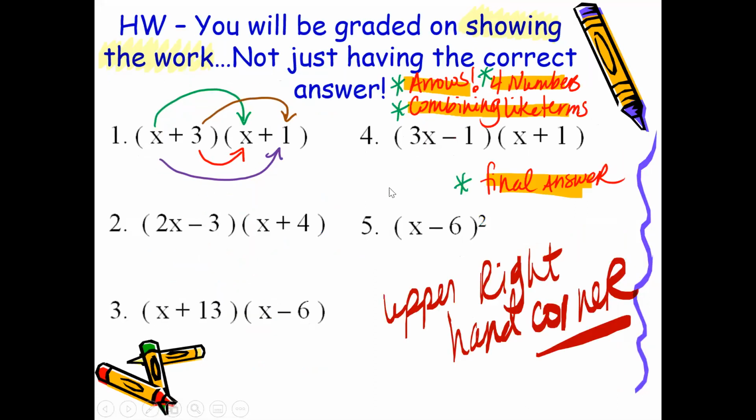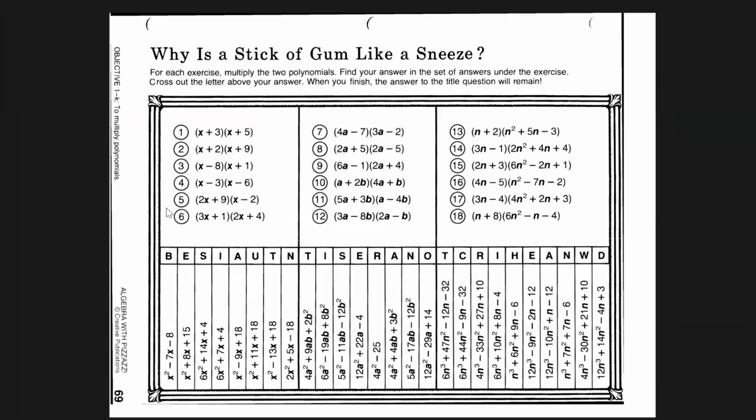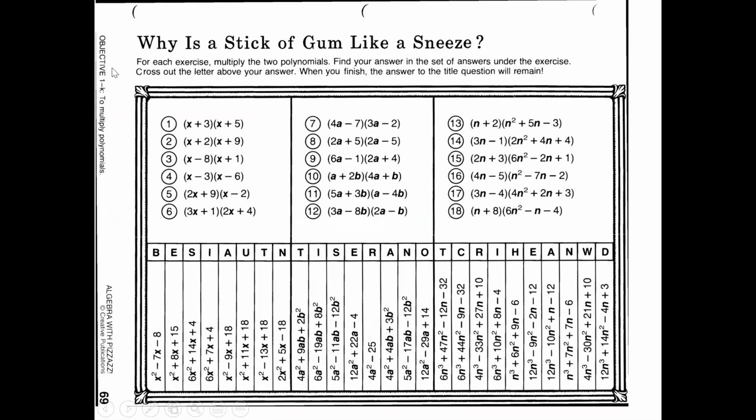All right, you guys, I'm going to have you go ahead and spend the rest of the day practicing with this algebra puzzle. And it says, why is a stick of gum like a sneeze? So I'm just going to do the first one with you guys. Let's go ahead and do number 12, okay? For number 12, first is going to give you a 6a squared. Outer is going to give you a negative 3ab. Inner is going to give you a negative 16b. And last is going to give you a positive 8b squared.